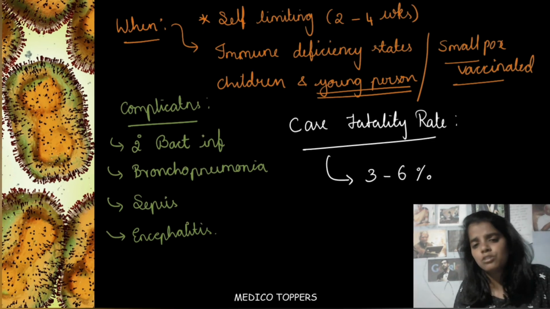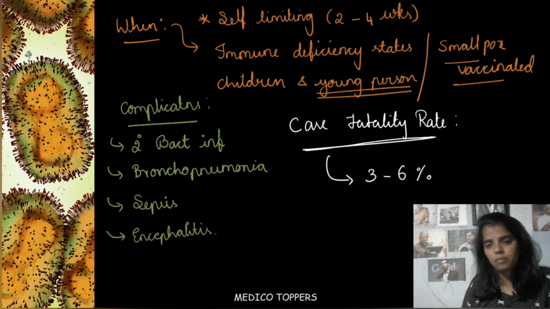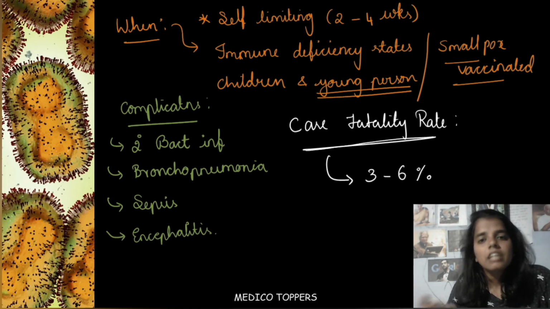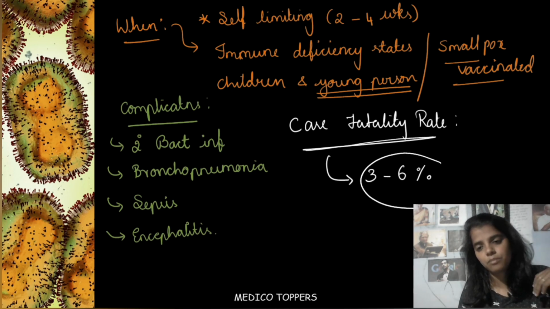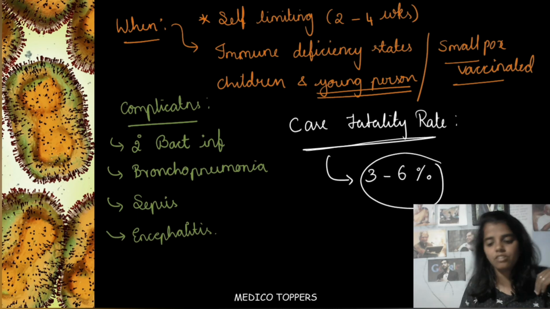So here we should know the case fatality rate of monkeypox. It is nothing but the killing power of the disease; if the virulent power is more, the killing power of the disease is more. So here the monkeypox CFR ranges from 3 to 6%. So let's see what is next.